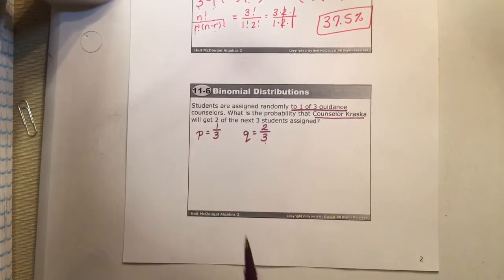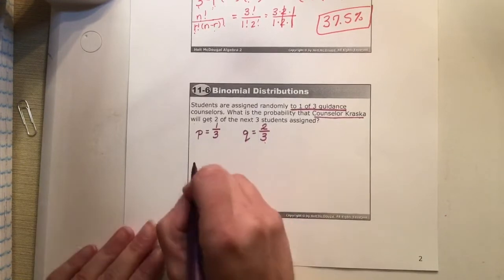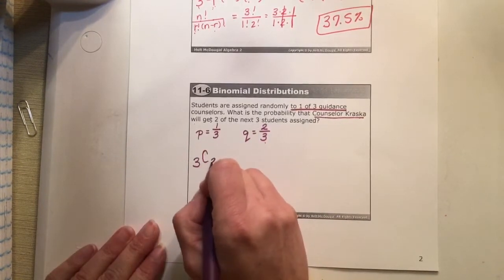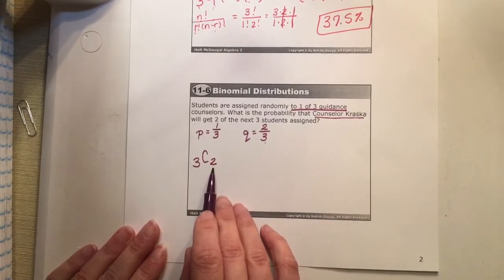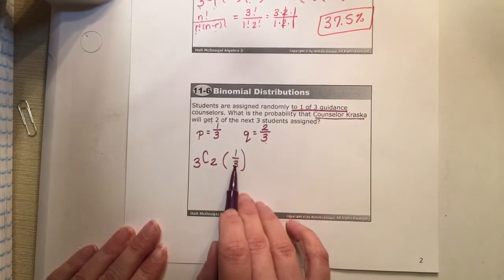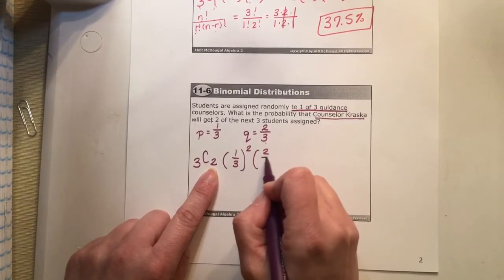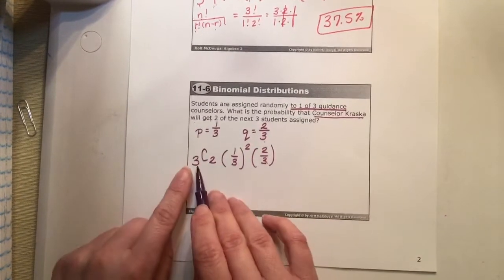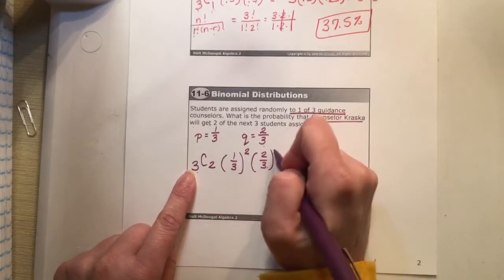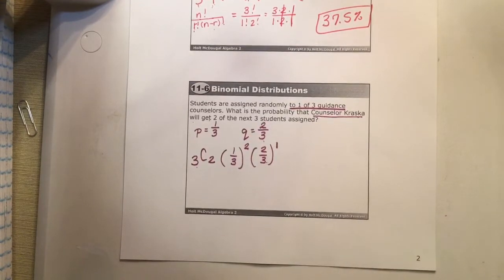Now here's your combination. What is the probability that Counselor Kraska will get 2 of the next 3 students? So there are 3 students. What's the chance that Kraska will be assigned 2 of them? The success is 1 out of 3. They're saying out of the 3 students, Kraska will get 2. The chance that they will not get Kraska is 2/3. If there are 3 new students and 2 get Kraska, that means 1 will not. Now this time I'm going to work through it as fractions. You can do either decimals or fractions. The previous example I did decimals, so this one I'm going to work with fractions.